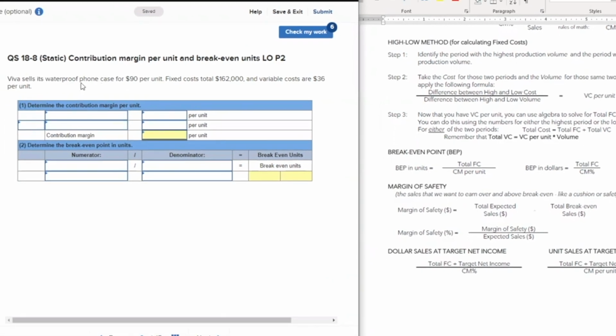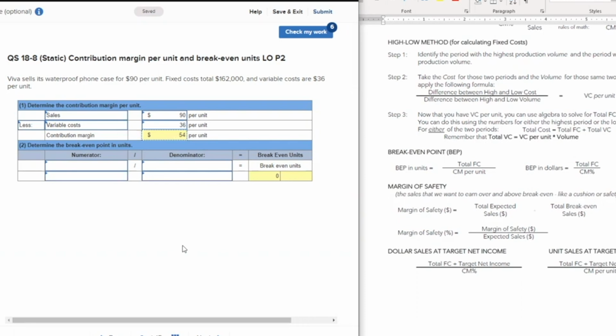So we sell a waterproof phone case for $90 per unit, fixed cost, variable cost. Okay, so our information's there. So the first part, they wanted to determine contribution margin. So again, contribution margin is sales minus variable costs. Sales are 90 per phone. Variable are 36. 90, 80, 70, 60, $54 per unit is my contribution margin per unit.